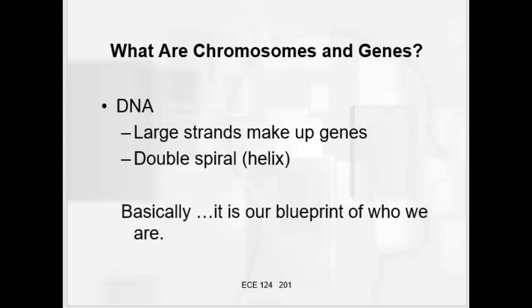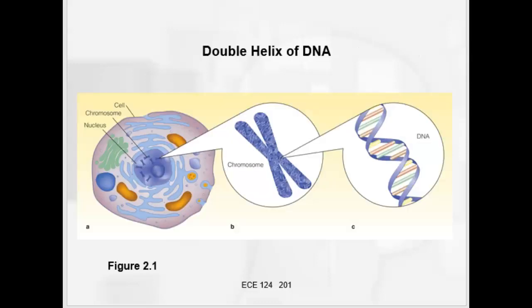DNA are long strands that make up genes, often referred to as the double spiral helix. And it basically is our blueprint of who we are. Here's a nice diagram to show how little things really are. So here we have a cell, and in the cell is a nucleus. And these little rod X-shaped figures are chromosomes. And then within the chromosomes is the DNA.